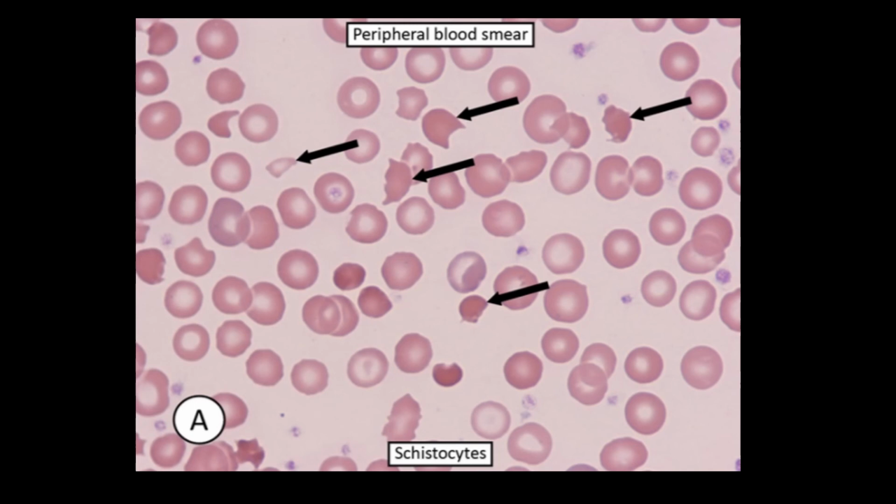This is the peripheral blood smear showing schistocytes that are formed in cases of hemolytic uremic syndrome. These schistocytes are basically the helmet cells that are formed due to mechanical damage to RBCs.